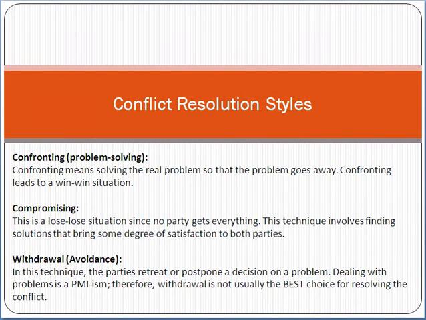The other type of conflict resolution style is withdraw or avoidance. Avoidance means that in this technique the parties retreat or postpone a decision on a problem. Dealing with a problem, as per PMI, withdrawal is not usually the best choice for resolving the conflict. What does that mean? Remember one thing, withdrawal doesn't mean the losing concept. Always remember, as per the PMI definition, the withdrawal approach of conflict doesn't mean that you are losing something. Withdrawal or avoidance means that you are delaying something.